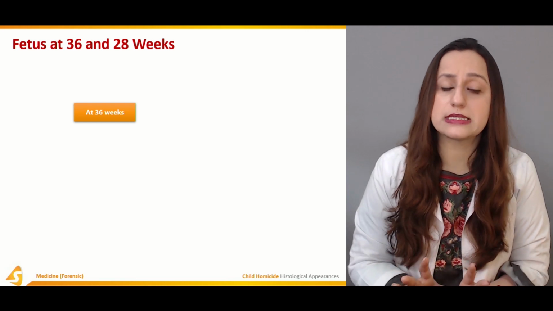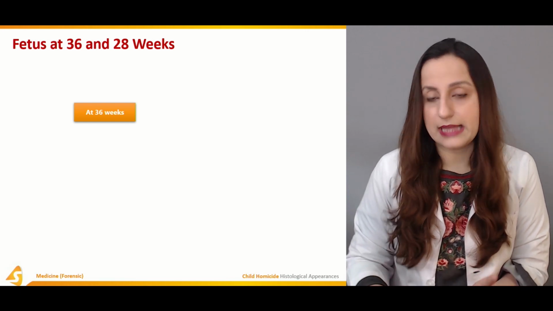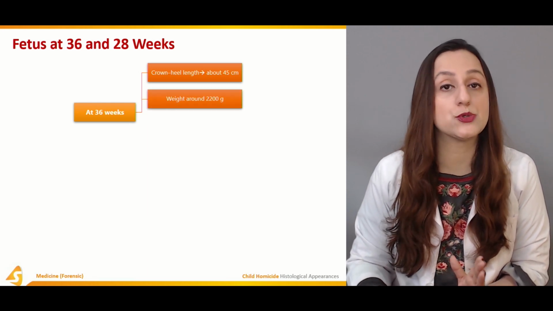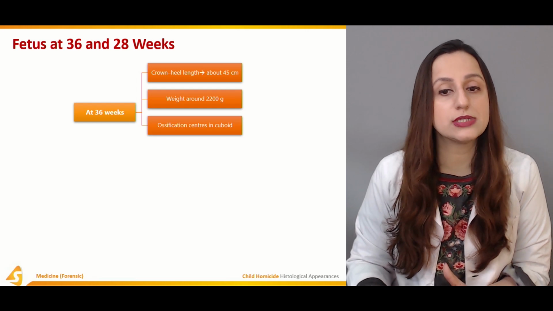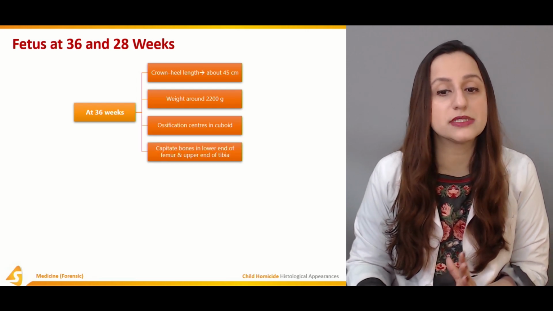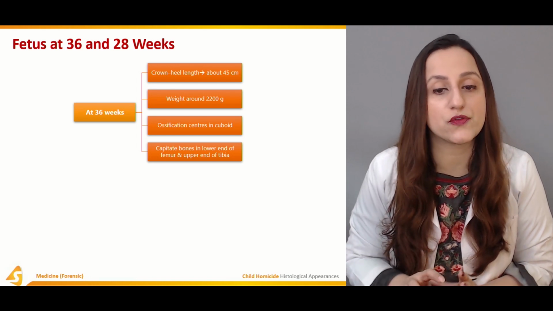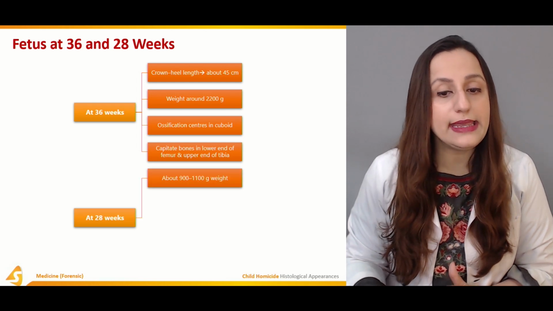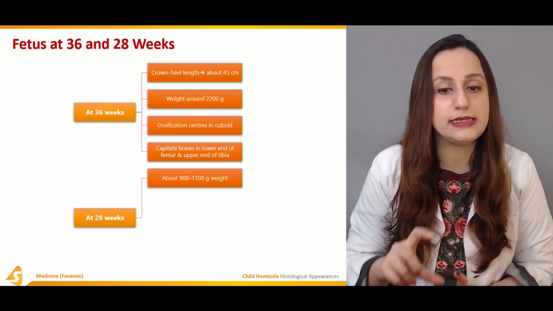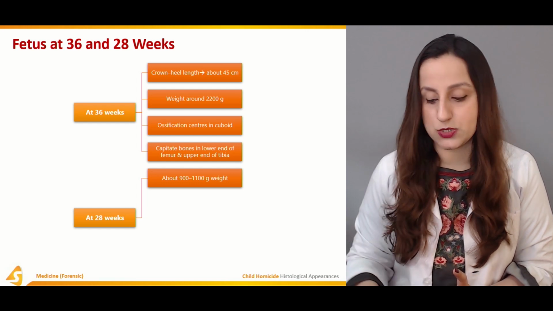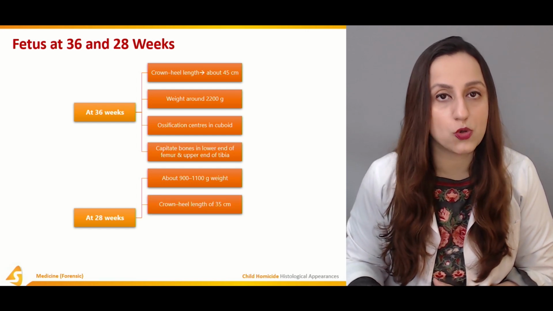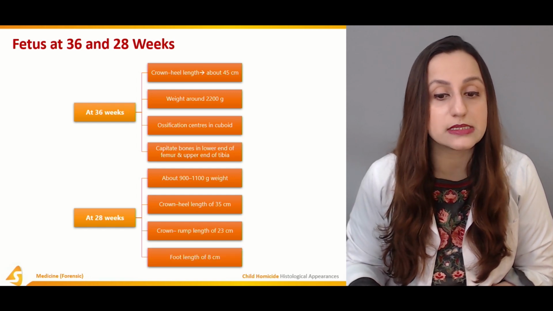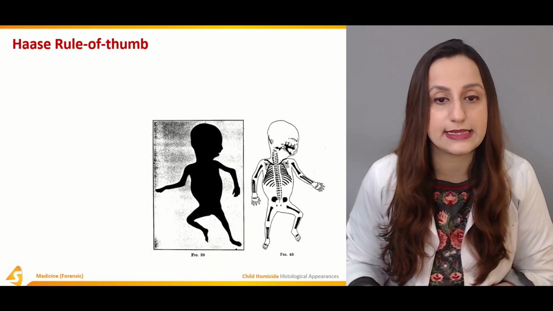Now, if the fetus is 36 to 28 weeks, at 36 weeks the crown heel length is about 45 centimeters. The weight is around 2200 grams. The ossification centers in the cuboid, the capitate bones, the lower end of the femur, and the upper end of the tibia are going to be there. And at 28 weeks, what are the signs we are going to look for? The weight is around 900 to 1100 grams, and the crown heel length is almost 35 centimeters. The crown rump length is almost 23 centimeters, and the foot length is almost 8 centimeters.